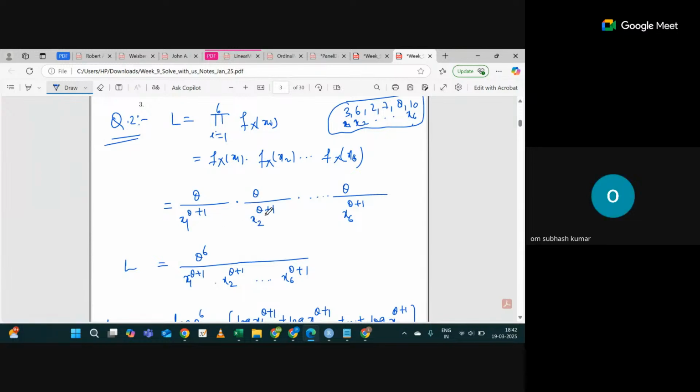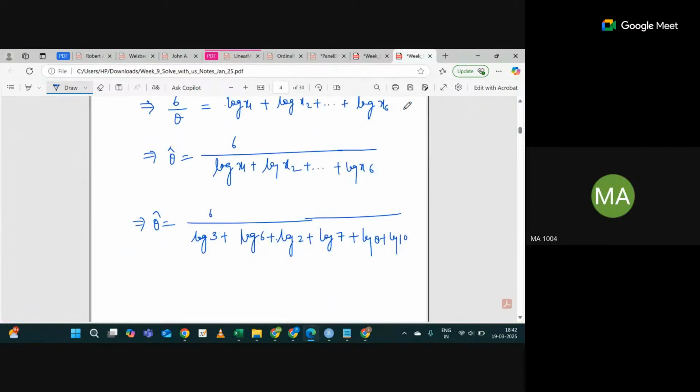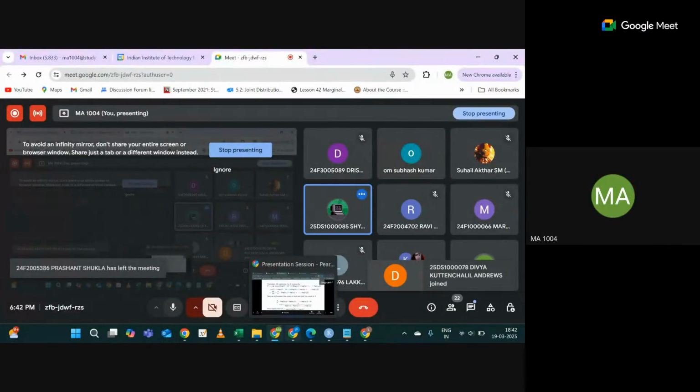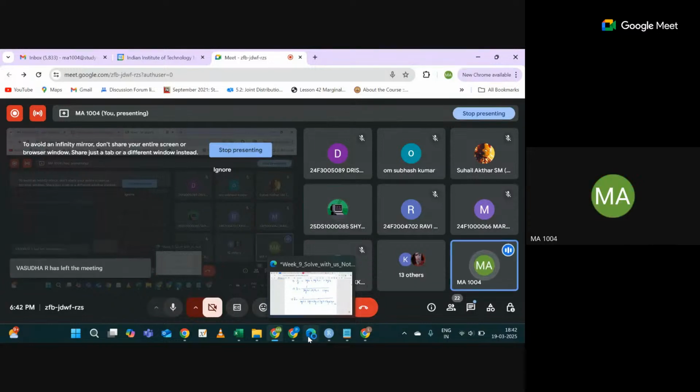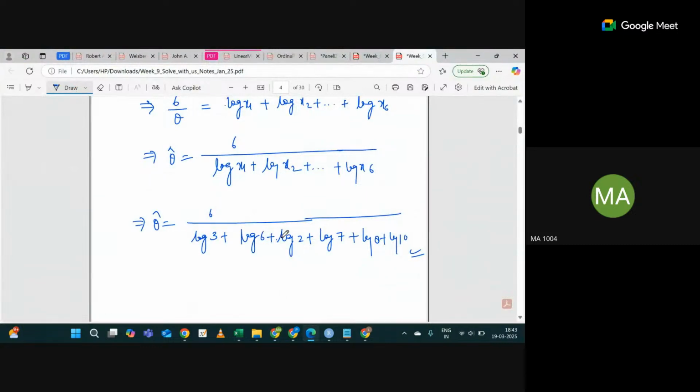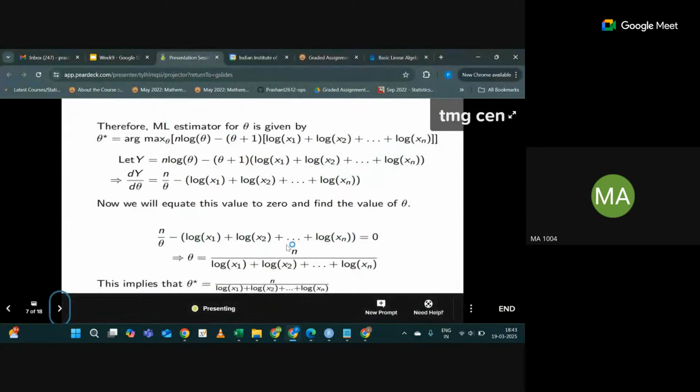Then theta divided by 6. So instead of x1, x2, x6, these values will be there. At the end, I'm going to get this part, right? So just try. Maybe you are making some mistake. Just try once more. Sir, actually I did this only, but I don't know, I'm getting 1.39. Maybe you are making some calculation mistake. Yeah, just check once more.